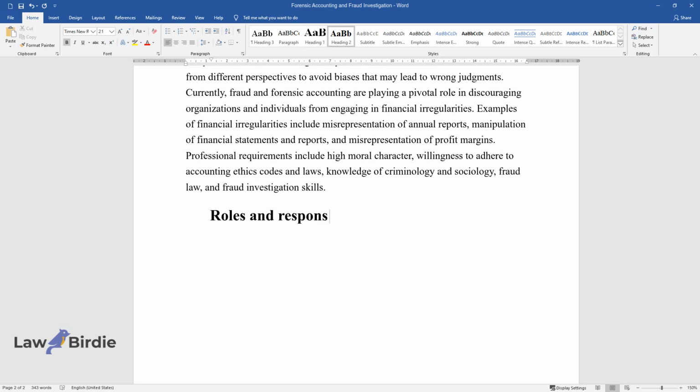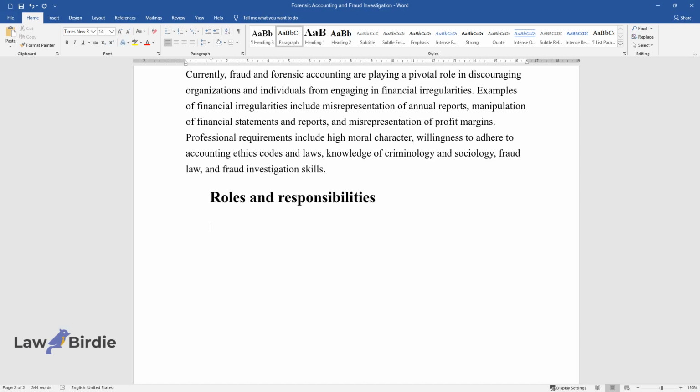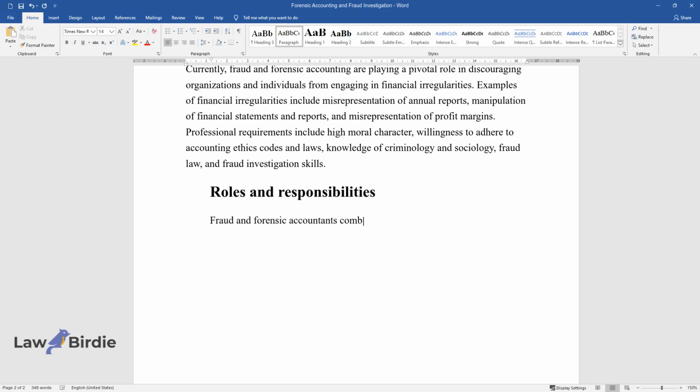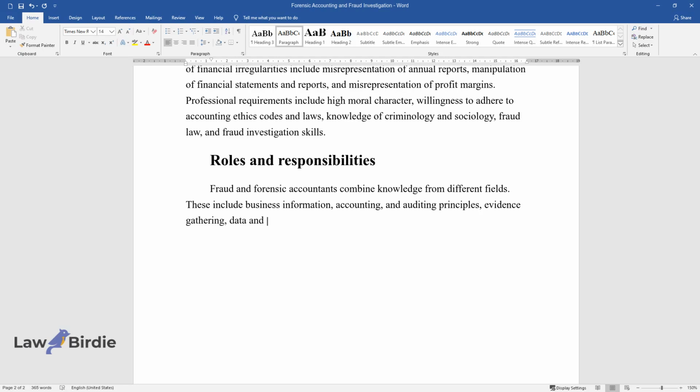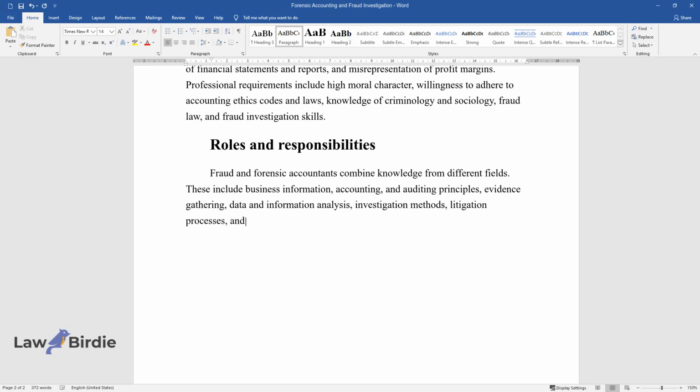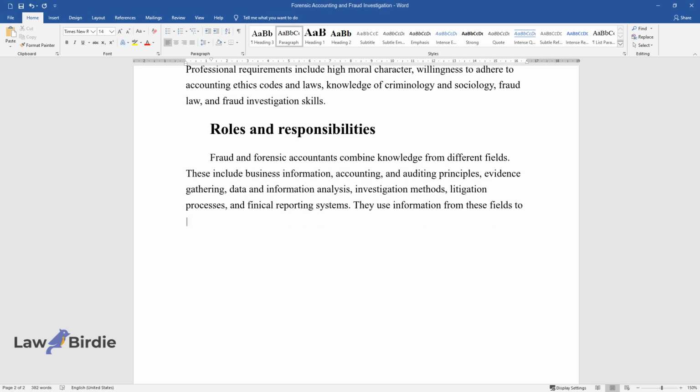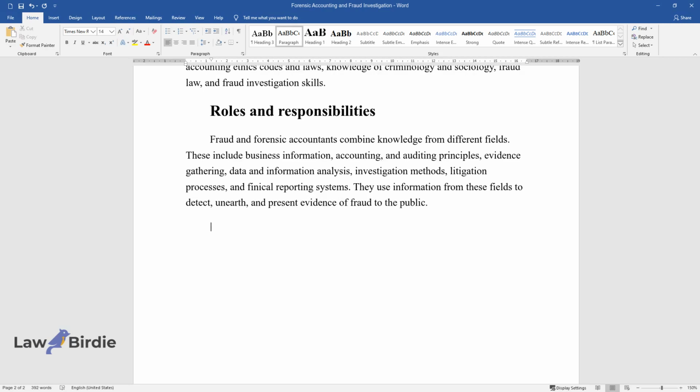Roles and responsibilities. Fraud and forensic accountants combine knowledge from different fields. These include business information, accounting and auditing principles, evidence gathering, data and information analysis, investigation methods, litigation processes, and financial reporting systems. They use information from these fields to detect, unearth, and present evidence of fraud to the public.